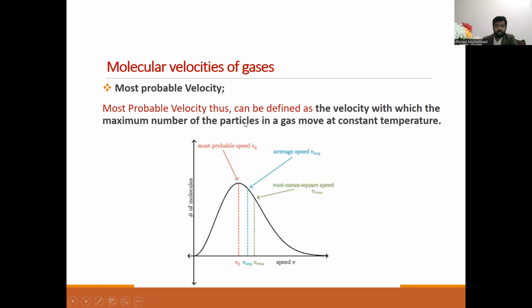For the most probable velocity, we define it as the velocity possessed by the maximum number of particles in a gas moving at constant temperature. In the graph, you can see this is the most probable velocity, this is the average velocity, and the third one is the root mean square velocity. You can derive their relation by using this graph.